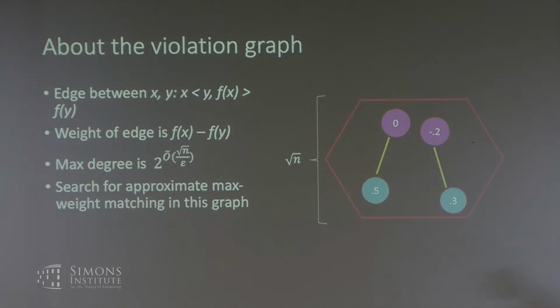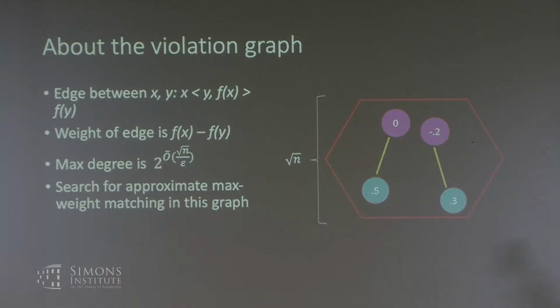So here's the violation graph. We'll put an edge between x and y in the hypercube if x is smaller than y and f of x is greater than f of y. So x and y are violating monotonicity with respect to f. The weight of the edge is the magnitude of the monotonicity violation. So in this case, the weight of this edge is 0.5.